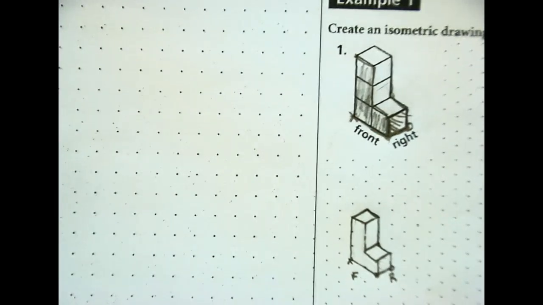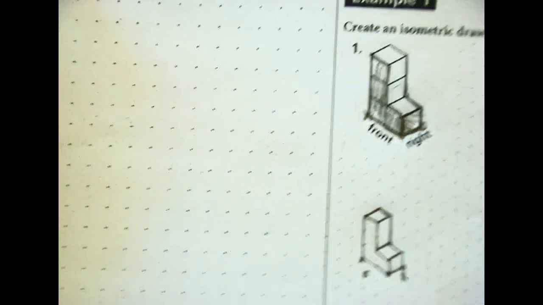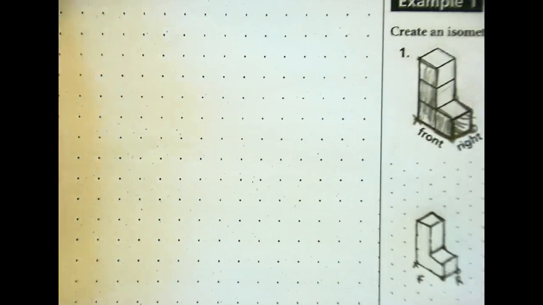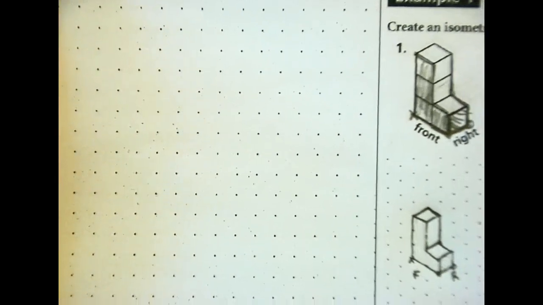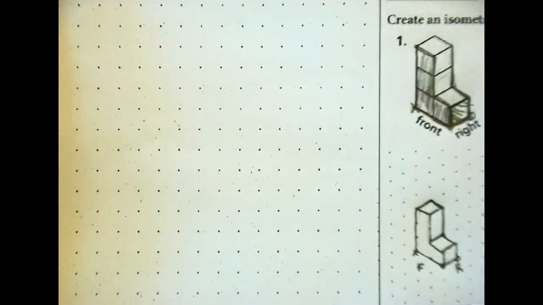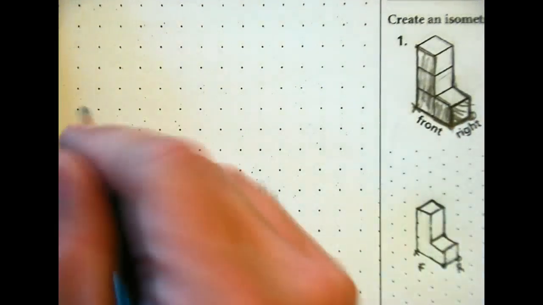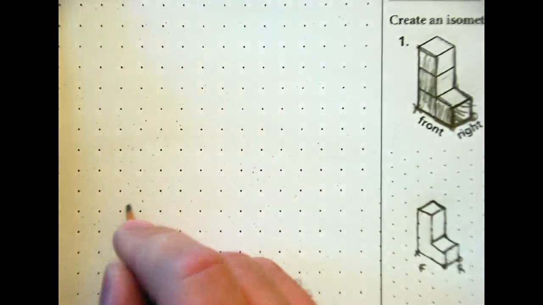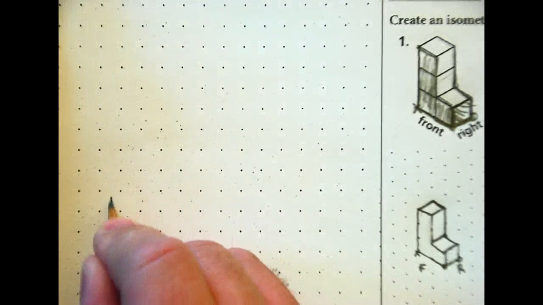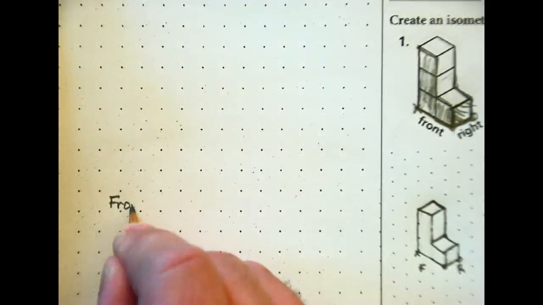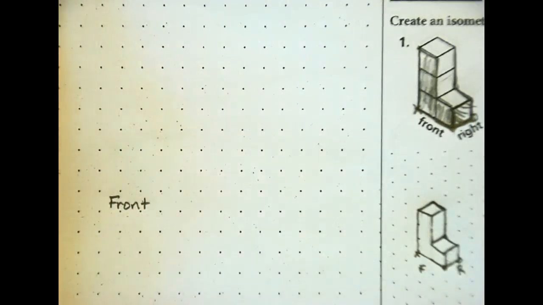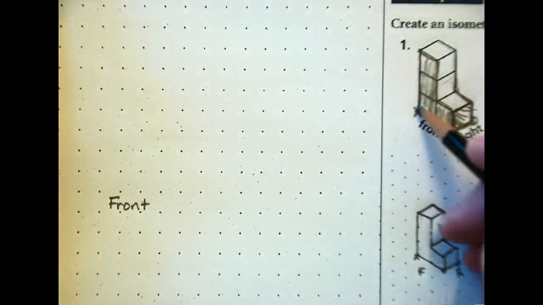Now the book will show you a different way of doing these. I like you to do your orthographic views the way I would expect to see in an engineering class or a course where they're teaching mechanical drawing or something like that, where you actually list your front, side, and then you draw the front of your shape.